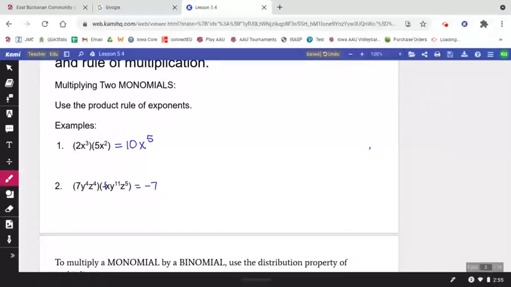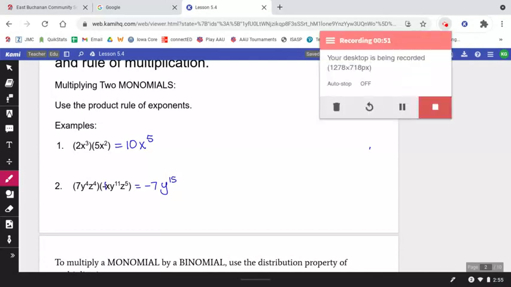On this one, I'm going to combine my y's then to be y to the 15th, and combine my z's to be z to the 9th.